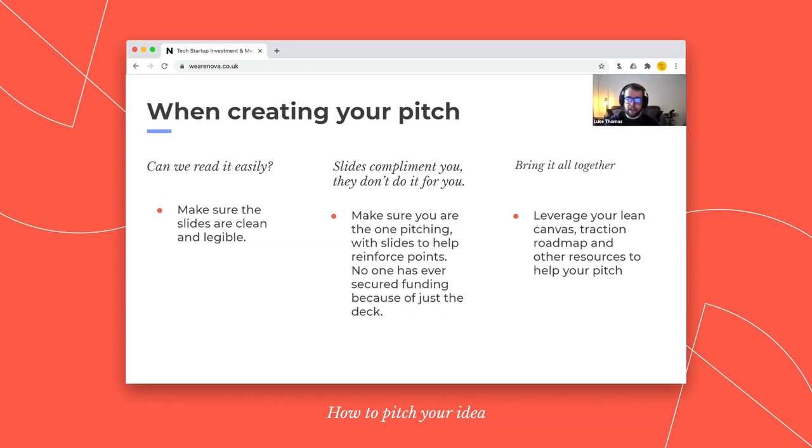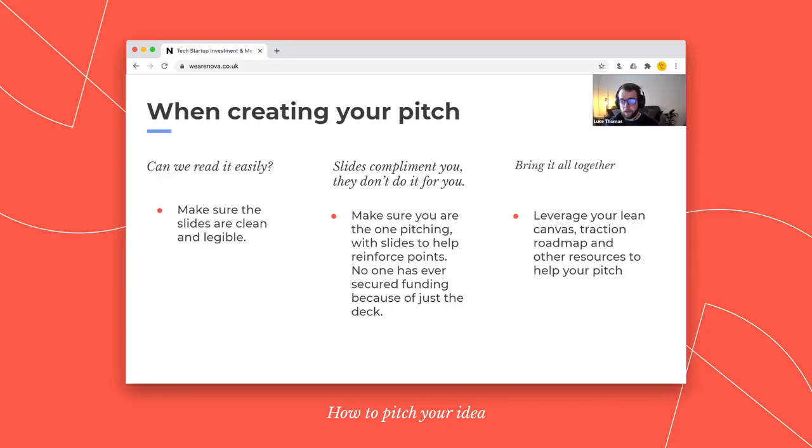So the only tips I'm going to give you: can we read it easy? Make sure that they're clean, they're legible. There's not loads of things all over the place. I can just read it, and I can take it in very quickly. The slides complement you. They don't do it for you. So don't put the slides up and then read from the slides. These are prompts to help you talk about your business, or they are visual explainers that will help cement the idea in the mind of the investor. So again, no one's ever secured funding because their deck did it for them.